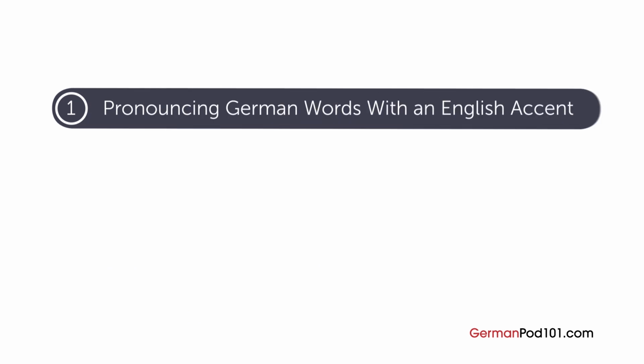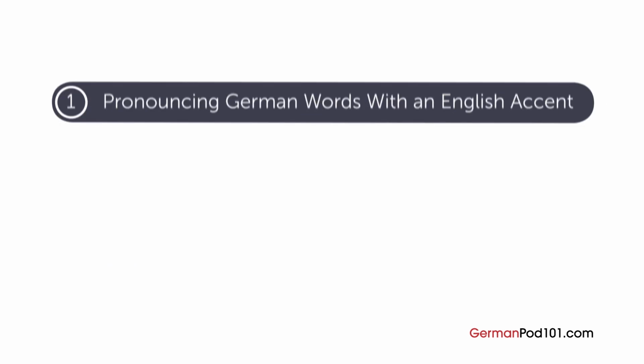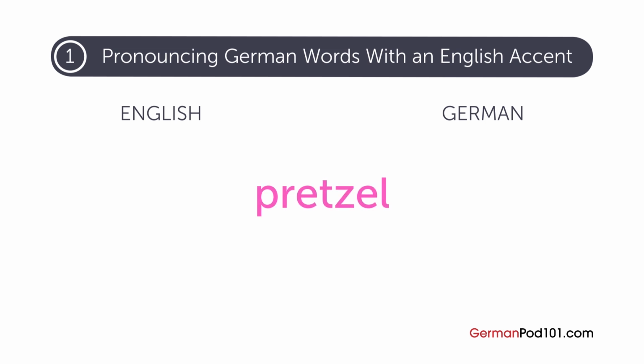Number 1. Pronouncing German words with an English accent. English and German have many words in common, so the tendency is to pronounce them as you would pronounce them in English. Compare a few English words with their German derivatives.